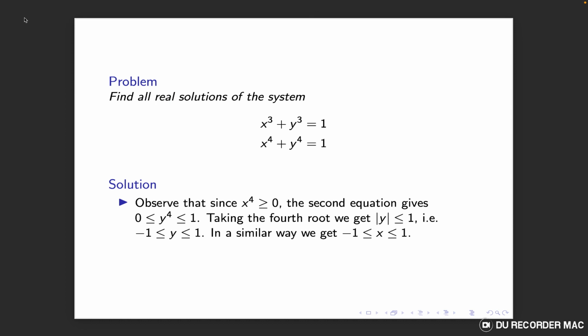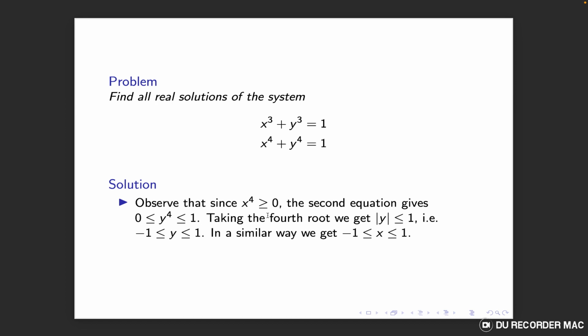The first thing that we will observe here is that since we have an even power, x to the power 4 is non-negative. And since we have a non-negative number here, this implies that y to the power 4 is less than or equal to 1. And it's also greater than or equal to 0 because we have an even power here. So y to the power 4 is between 0 and 1 inclusive.